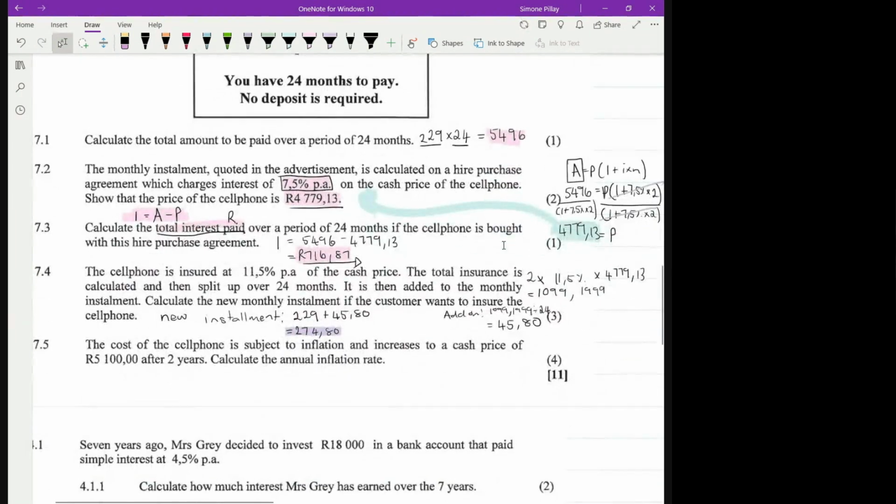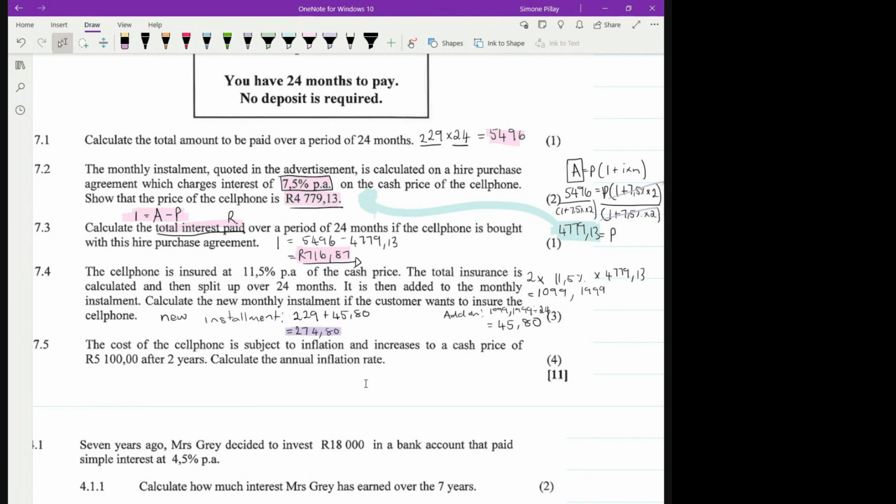We've done quite a lot of this. Let's look at this last one in this group. The cost of the cell phone is subject to inflation and increases to a cash price of 5,100 Rand after 2 years. Calculate the annual inflation rate. So again, with inflation, am I using compound or simple interest?